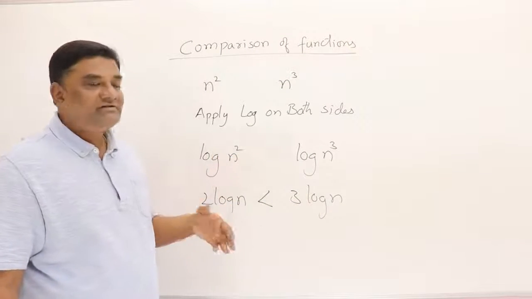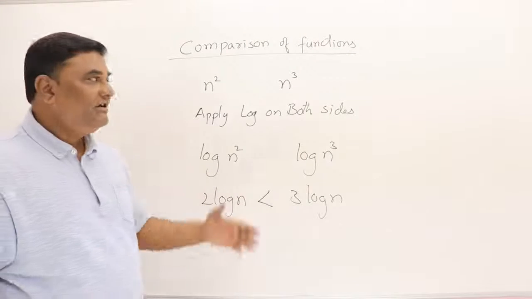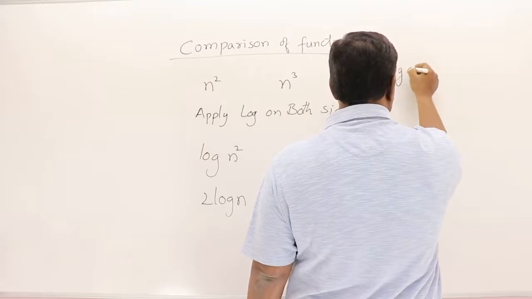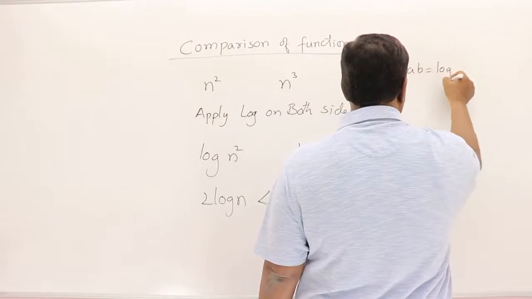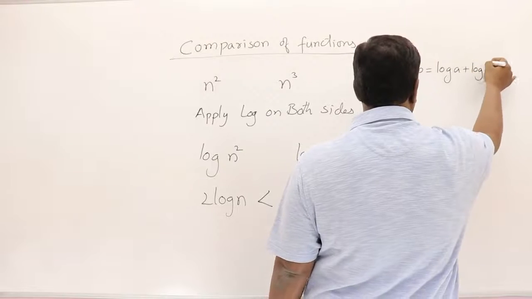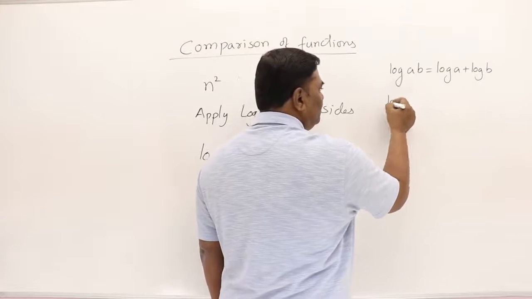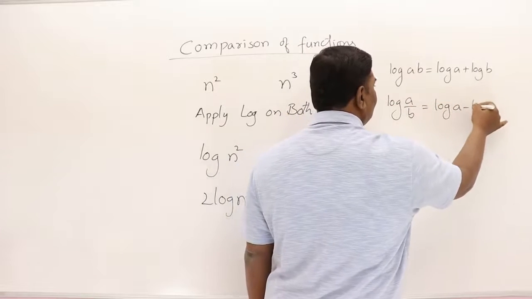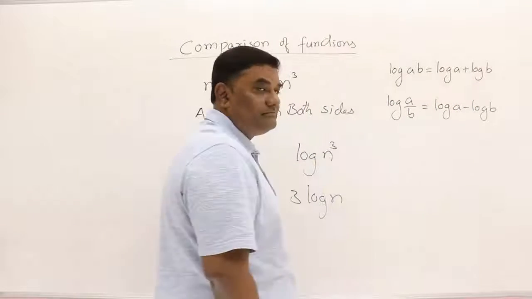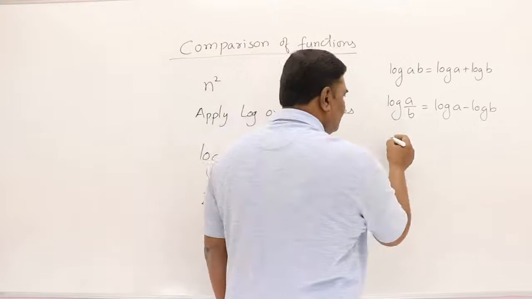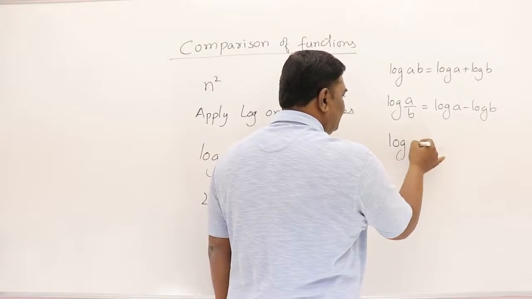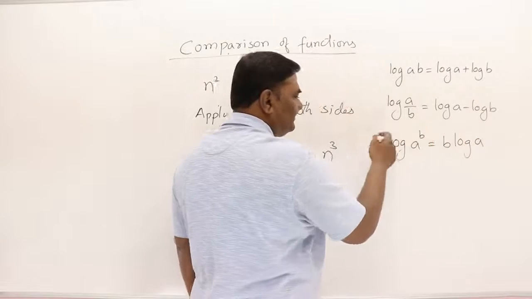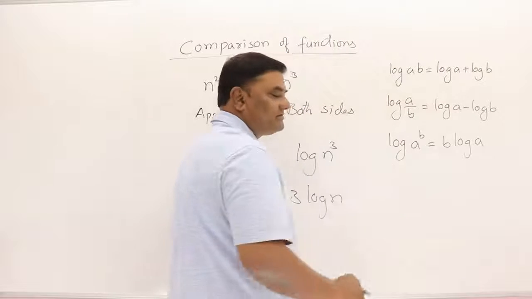For applying logs, you should know some formulas for log. So let me write some formulas here. Log a into b is log a plus log b. Log a divided by b is log a minus log b. Log a to the power of b is b log a. If you have any power here, that will come to this side and become a coefficient.